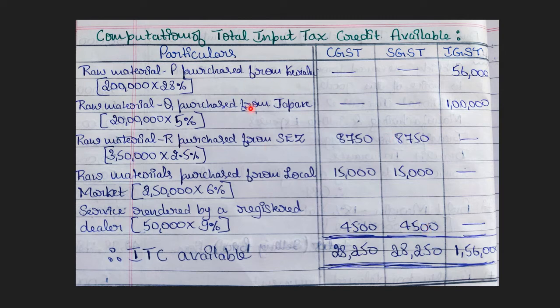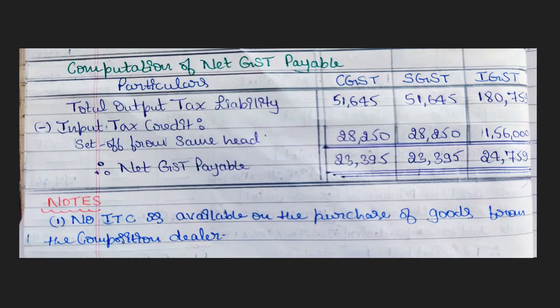So these are the transactions with respect to the input that she has purchased, and the total ITC available, after adding all these components, will be 28,250 CGST, 28,250 SGST, and IGST of 1,56,000. So these can be used to set off the output tax liability that she has to pay to the government. So let us move towards the final calculation, that is net GST payable. So this is how we need to calculate net GST payable.